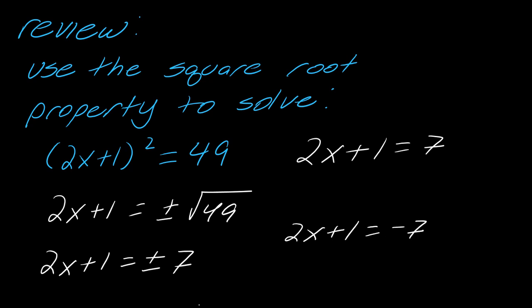Okay. And I'm running out of space here, so I'll just cut to the chase with this. If I were to solve each of these for x, just subtract 1 and then divide by 2. So this will turn into 6 over 2, so this is going to equal 3, and then this will turn into negative 8 over 2, so this will ultimately be x equals negative 4. Okay, so this is something that you've definitely got to understand before we talk about completing the square.